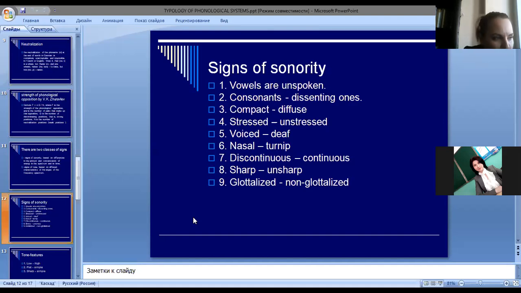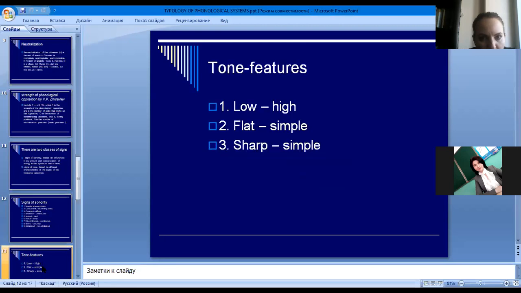In the group of tone features, the following features are distinguished. We have 3 of them. Low and high, that is a concentration of energy in the lower and respectively higher frequencies of the spectrum. Peripheral phonemes with a larger size and less dissection of the resonator, like alveolar and labial phonemes, and central phonemes with a smaller resonator size, like palatal and dental phonemes, are distinguished by articulation.